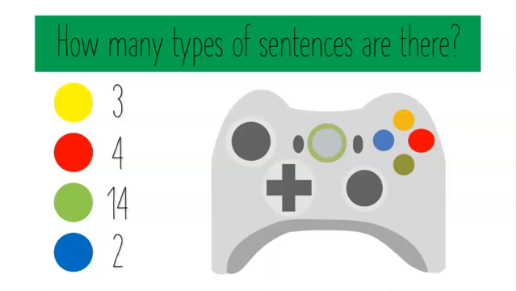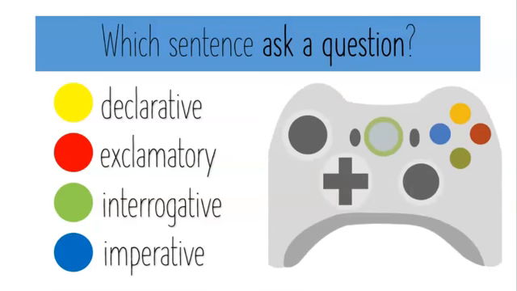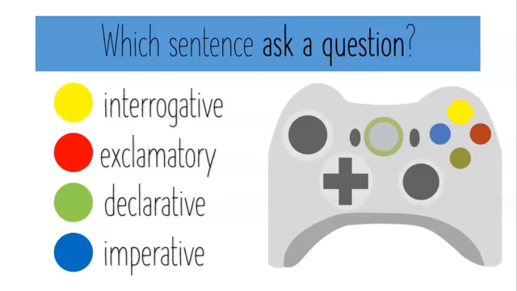Did you press red for 4? Great. Yes, there are 4 types of sentences. Great job! Let's go to the next question. Which sentence asks a question? I see you selected yellow for interrogative. Very good. An interrogative sentence asks a question.